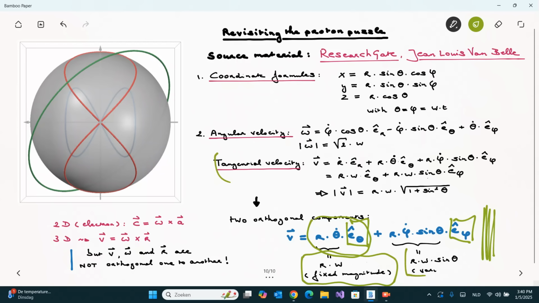One has a fixed magnitude, r times w, and the other one has a variable magnitude. Now that is interesting, because the problem we have here is what I write down here. In a 2D Zitterbewegung model of an electron, this formula holds, where the tangential velocity, equal to the speed of light, is the angular velocity times a radius vector, but the radius of a perfect circle. And so there's no variability in that.